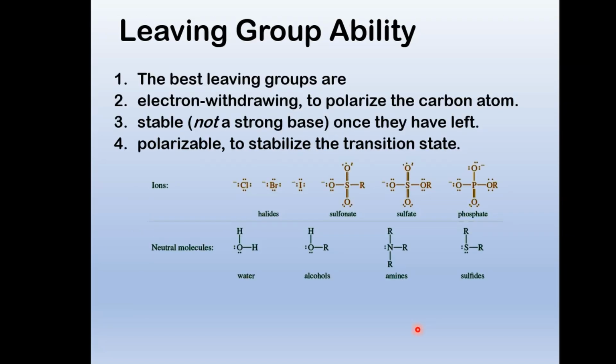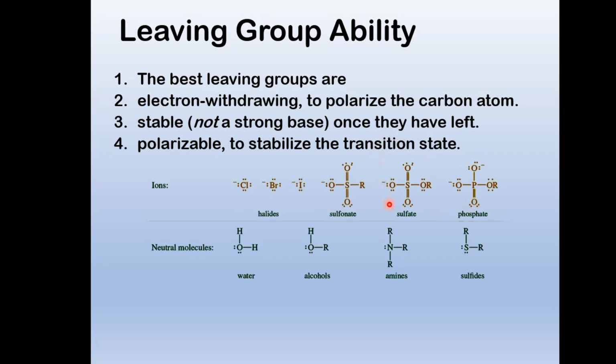So a substrate in this chapter so far has been alkyl halides. In a substitution reaction, that halide leaves, and so it's called a leaving group. And we can have good leaving groups and poor leaving groups. The best leaving groups are electron withdrawing to polarize the carbon bond to help initiate the substitution reaction. They are stable, that means not a strong base once they have left. Polarizable to stabilize the transition state. So these halides are good leaving groups because they are not strong bases.